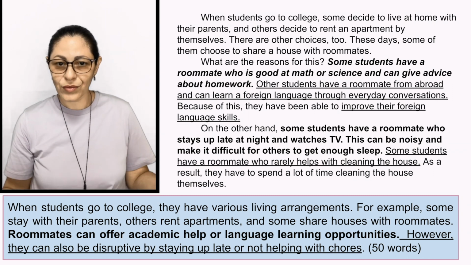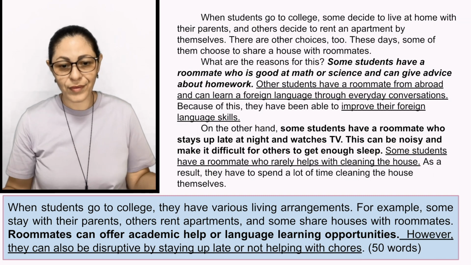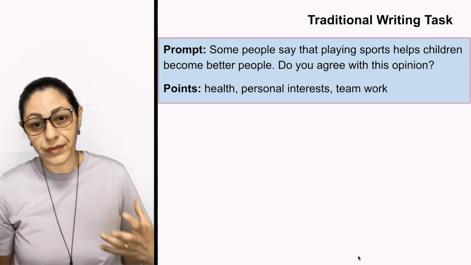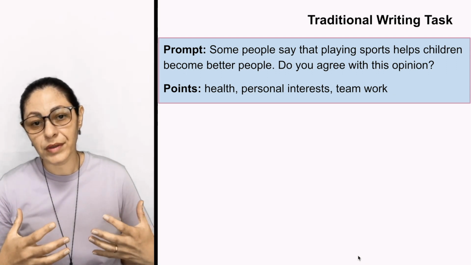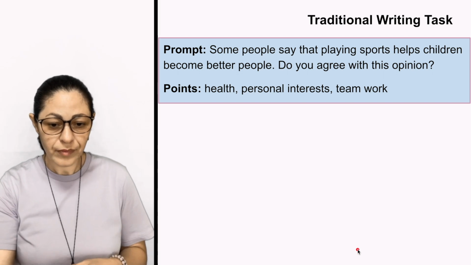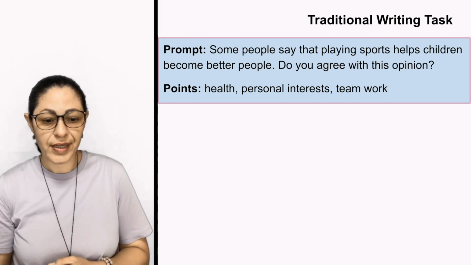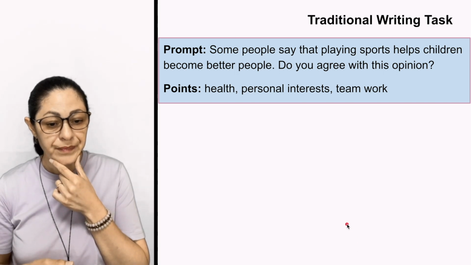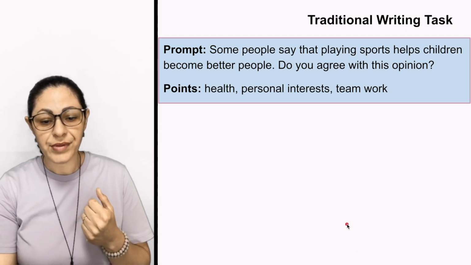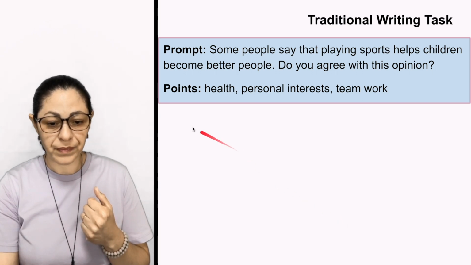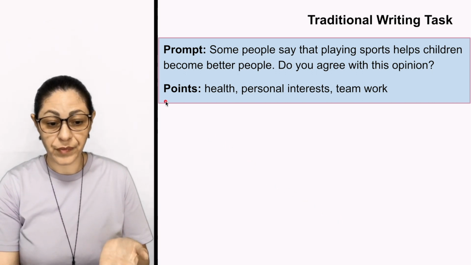And now let's go to the original task, okay, the one that we have a prompt and that we are supposed to write about the prompt and support, okay, our opinion. All right, so let's go. Here, this is a traditional writing task, okay? We have the prompt and it says, some people say that playing sports helps children become better people. Do you agree with this opinion?